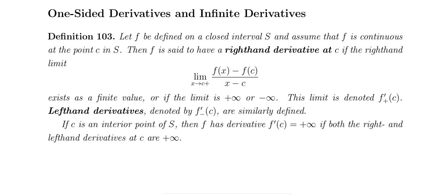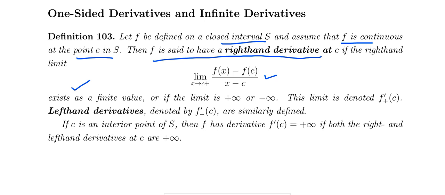One-sided derivative. The function is defined on the closed interval s, and assume that the function is continuous at the point c in s. f is said to have the right hand derivative at c if the right hand limit as x tends to c plus of f of x minus f of c divided by x minus c exists and has a finite value, or if the limit is plus infinity or minus infinity. The limit is denoted as f plus dash of c, the right hand derivative. The left hand derivative f minus dash of c is the same thing.